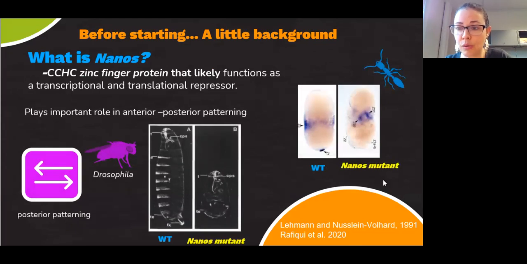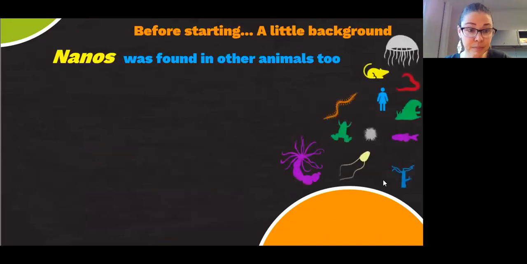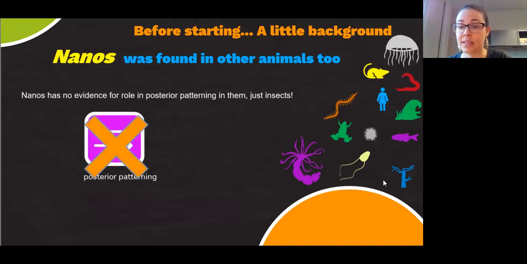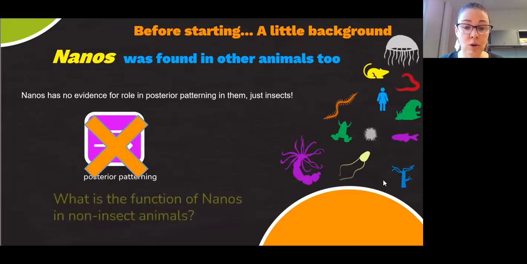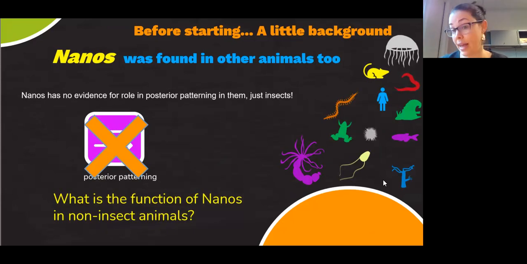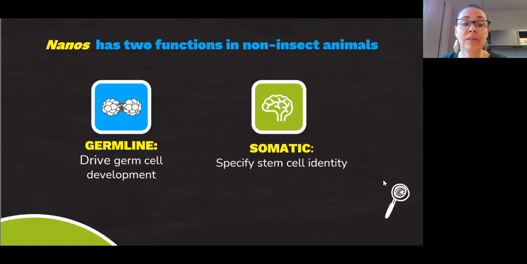This role of nanos in anterior and posterior patterning was also found in other insects, as you can see here, one example in ants. But nanos was found in other animals too, and unlike in insects, there is no evidence in these non-insect animals that it works in anterior-posterior patterning, just in insects. So what are the functions of nanos in non-insect animals after all? It turns out that nanos has two functions in non-insect animals.